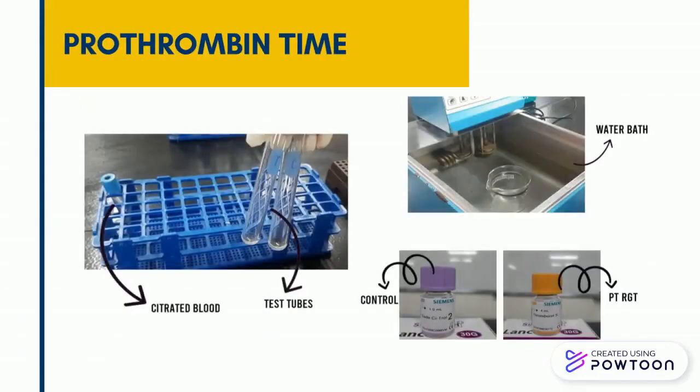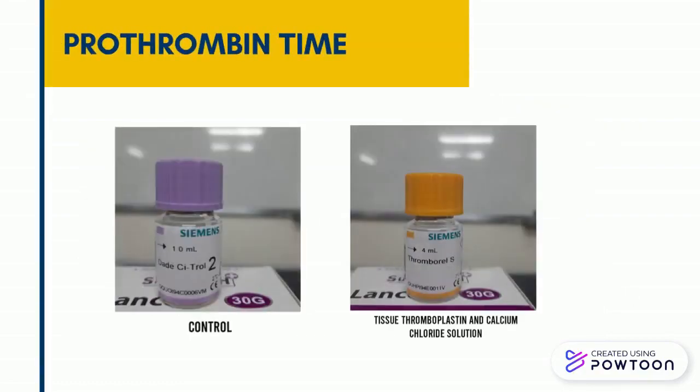To manually perform this test, we would need a venipuncture set to collect citrated blood, test tubes, water bath for incubation, pipettes for the aspiration and transfer of samples, and reagents and a stopwatch. The primary reagent used here is a tissue thromboplastin. And finally, we also need a control plasma, which is to be tested simultaneously with the sample to ensure the reliability of the entire test.